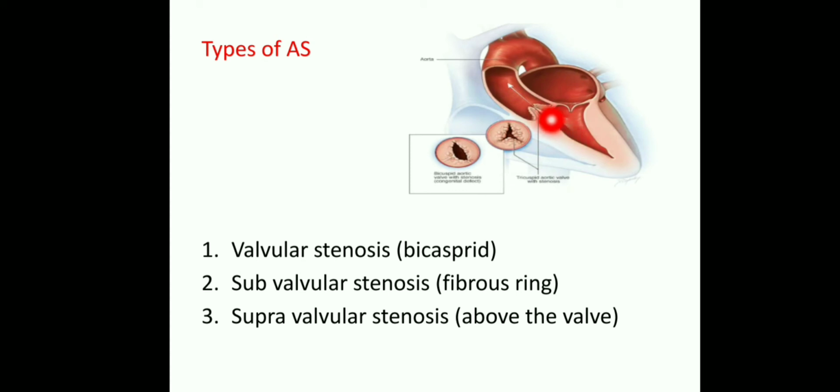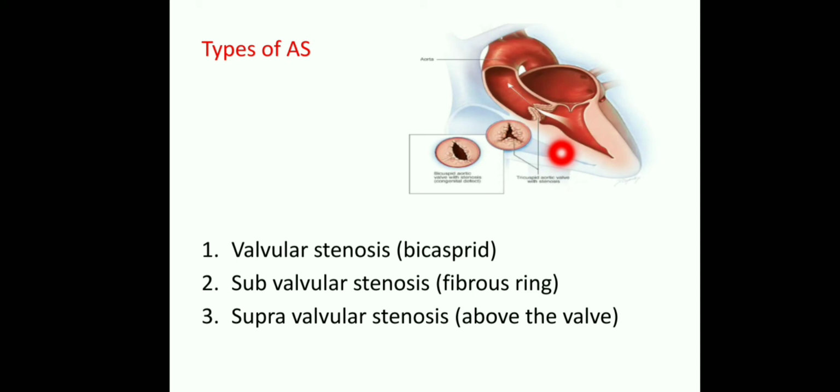And then the second type is subvalvular stenosis. Here, below the bicuspid valve, a fibrous ring is formed. Because of that fibrous ring, the valve does not close properly. Here this is the normal valve opening, and here is the narrowing of the valve. Because of the fibrous ring, the narrowing is there and the valve is unable to open properly, that is subvalvular.